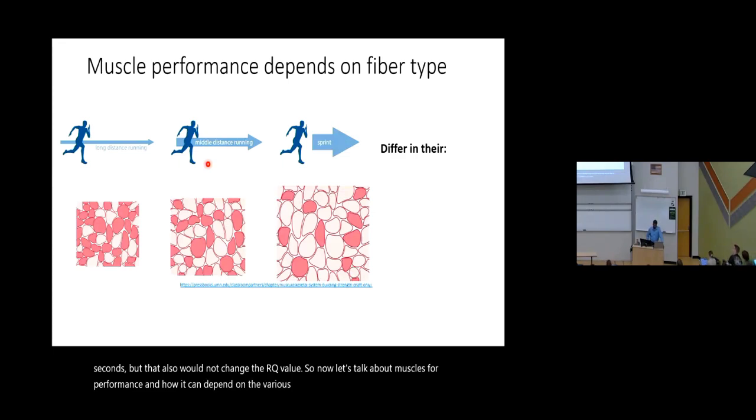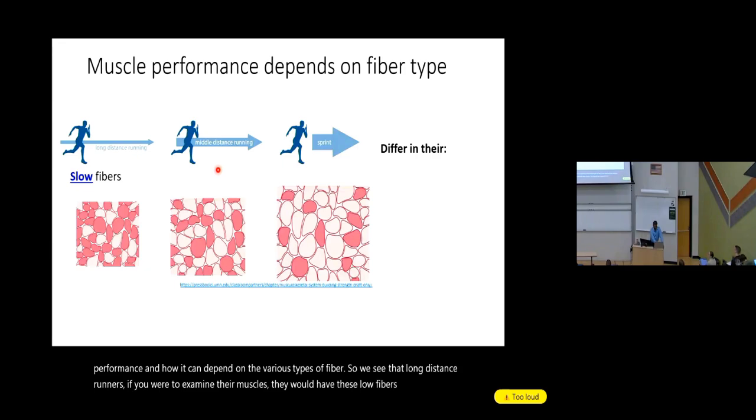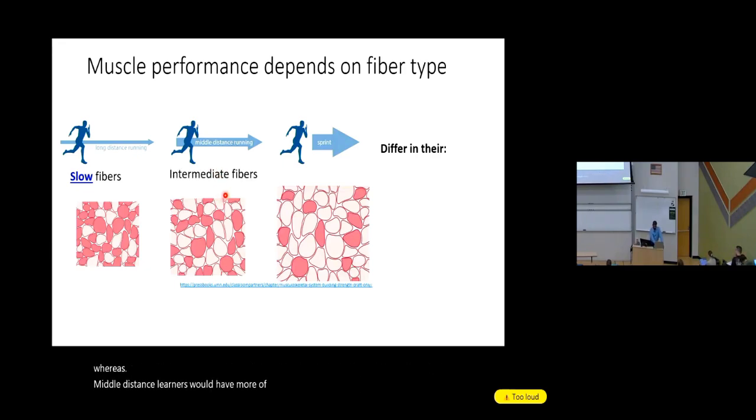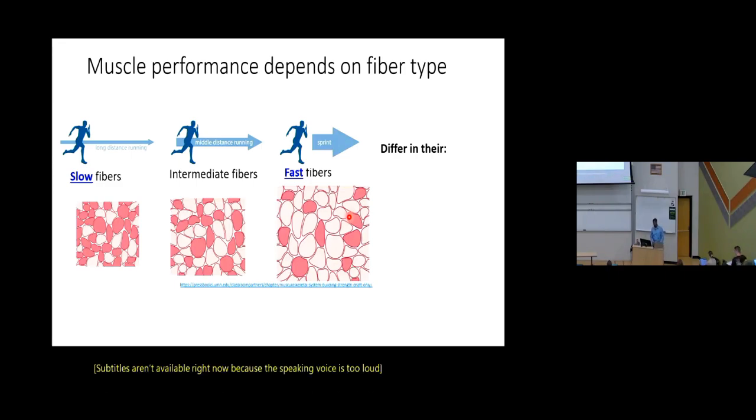So now let's talk about muscle performance and how it can depend on the various types of fiber. Right? So we see that long distance runners, if you were to examine their muscles, would have these slow fibers, whereas middle distance runners would have more of the intermediate fibers, and those who are sprinting, if you examine their muscles, will have these fast fibers.